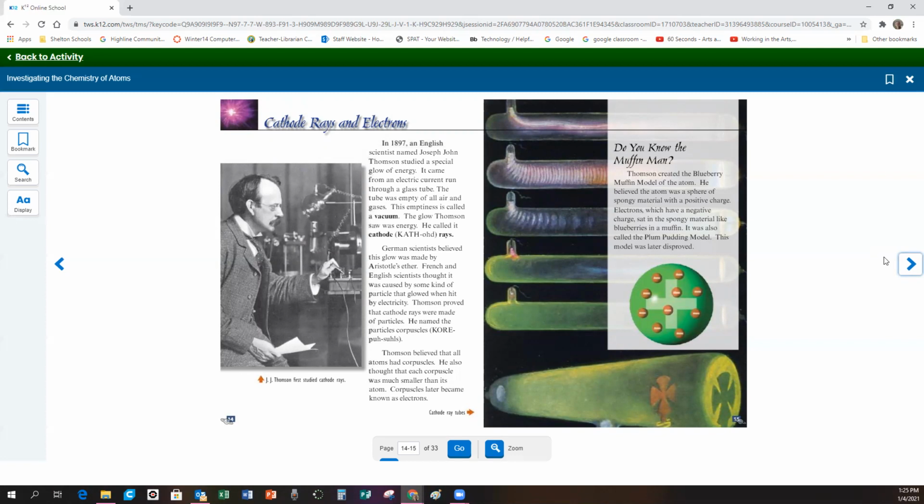German scientists believed this glow was made by Aristotle's ether. French and English scientists thought it was caused by some kind of particle that glowed when hit by electricity. Thomson proved that cathode rays were made of particles. He named the particles corpuscles. Thomson believed that all atoms had corpuscles. He also thought that each corpuscle was much smaller than its atom. Corpuscles later became known as electrons.